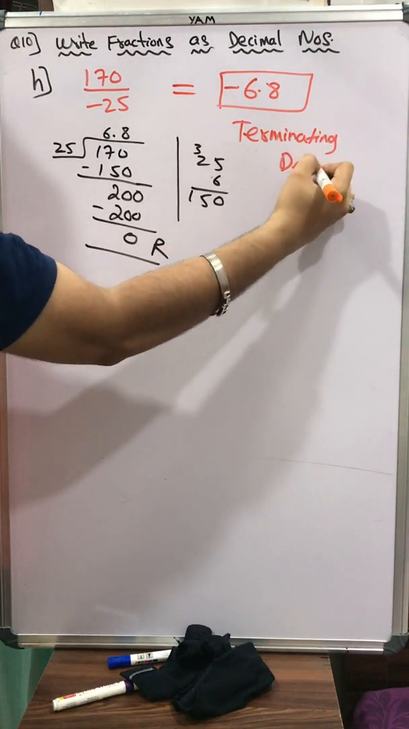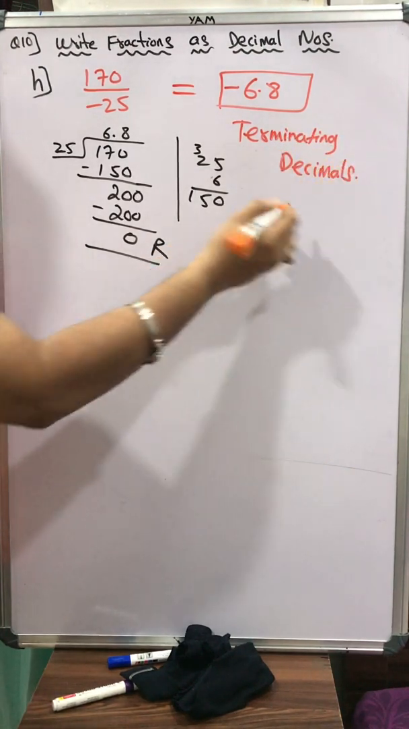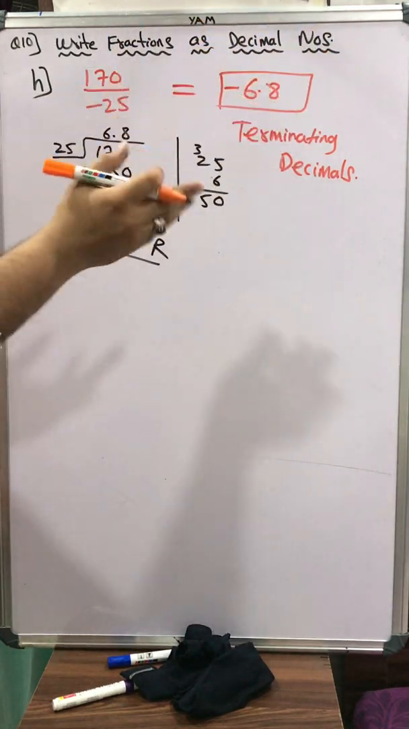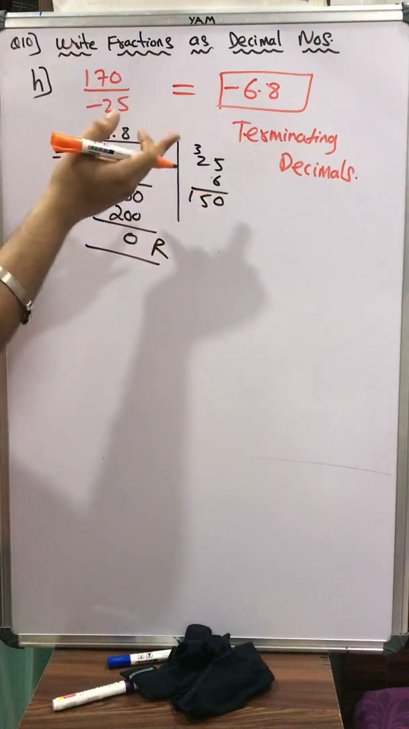Terminating decimals. Terminating means it has stopped. If it goes on and on, then we call it non-terminating, as we saw in the previous question.